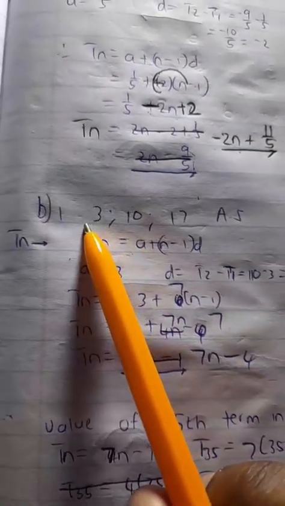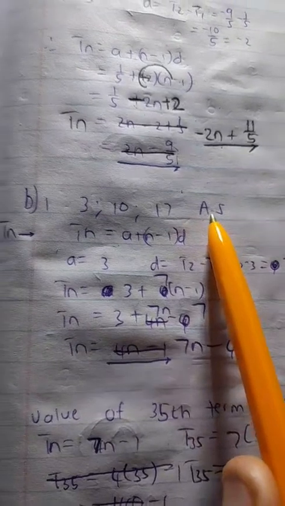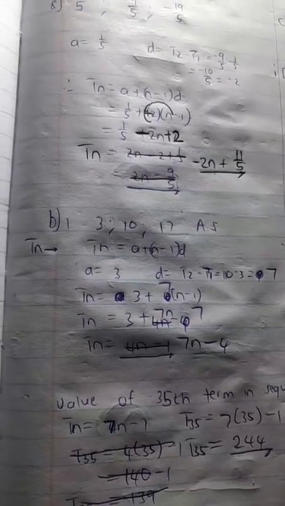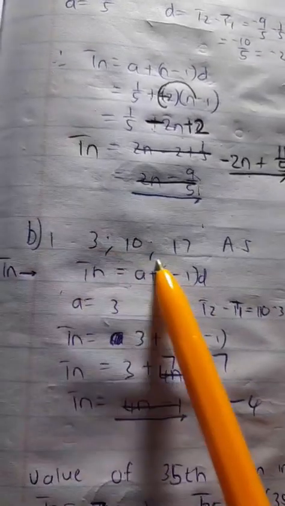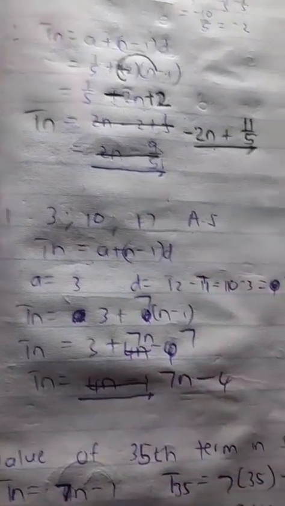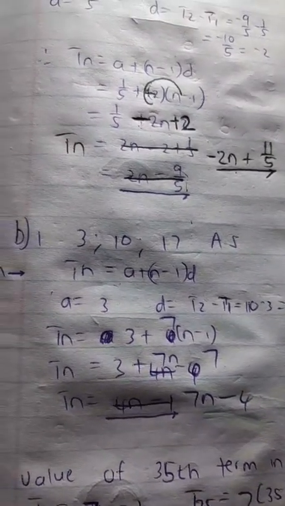So let's look at this sequence: 1, 3, 10, and 17. We are told it's an arithmetic sequence. Our first question says we need to calculate the 35th term in the sequence. Now, in this sequence, there are only 4 terms. To find the 35th term, we'd have to add the constant difference up until we get to the 35th term. That may take a very long time.